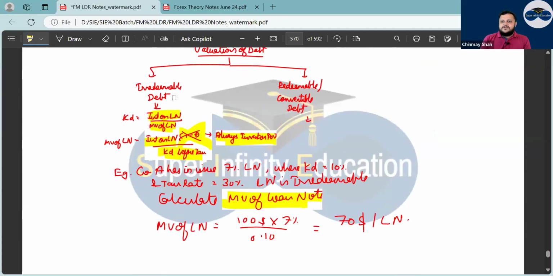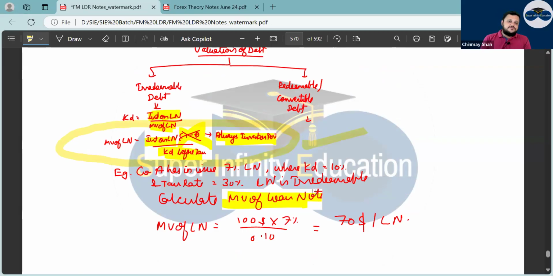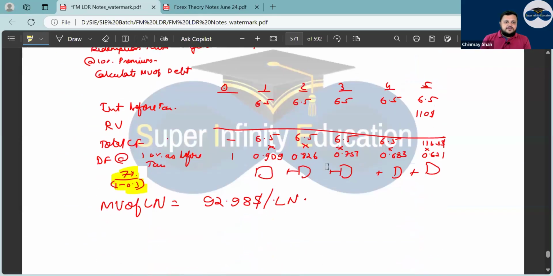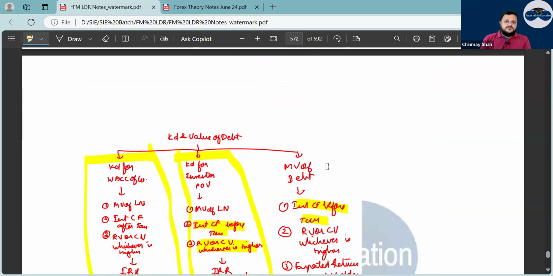Valuation of debt is what? Tell me. Irredeemable debt is equal to interest on loan divided by market value of loan. Always remember, right? But here, will you take before tax or after tax? Always before tax. Whenever you're doing this, it is always the investor's point of view, right? So look, when it is convertible, the same thing will happen. You will take interest before tax, the redemption value, and try to find the market value.